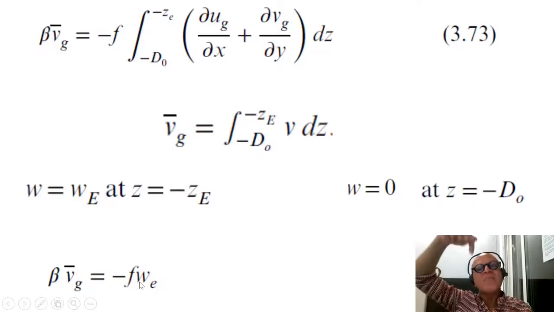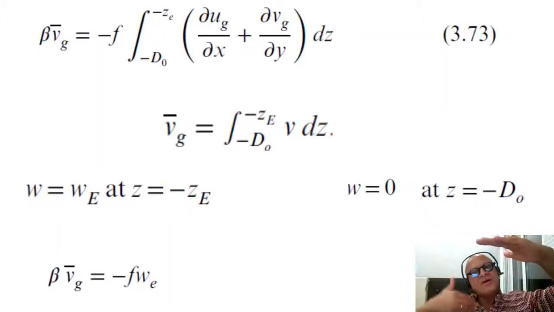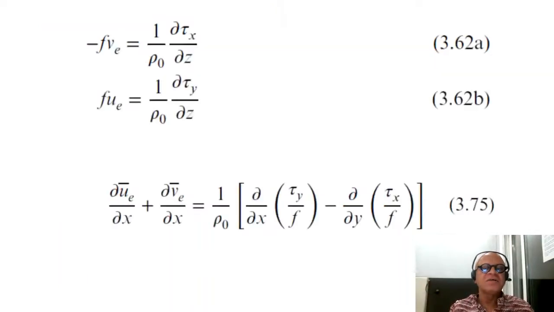So Ekman pumping at the top of the interior, at the bottom of the Ekman layer, is inducing meridional transport. Okay, this is the balance we are getting here. So writing again the Ekman equations, balancing Coriolis with the wind stress, du bar e dx, so d dx, d dy.